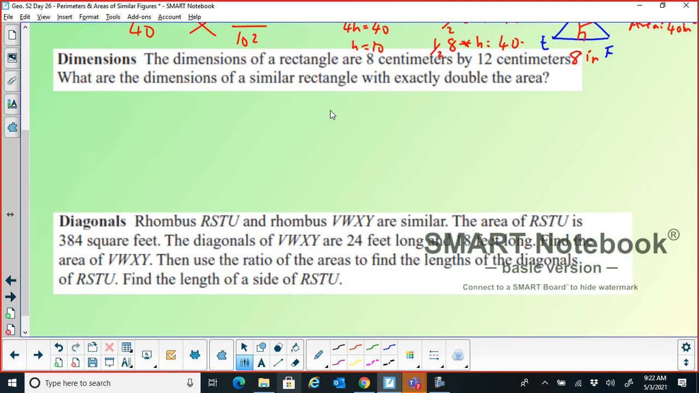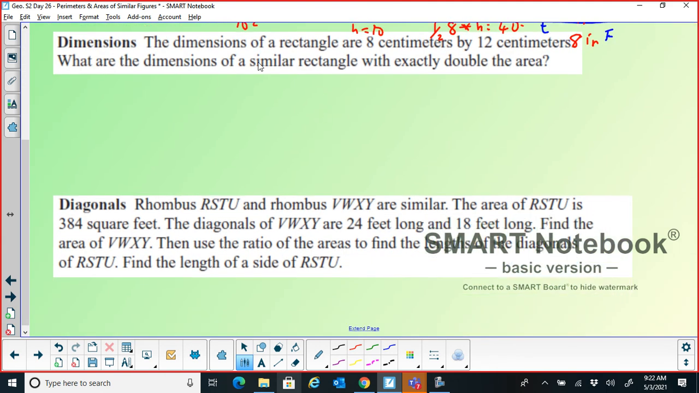I want you all to try the same with this particular problem, the second one. The dimensions of a rectangle are 8 centimeters and 12 centimeters. So let me draw the first rectangle, 8 centimeters and 12 centimeters. They have given you this. What is the dimension of the similar rectangle which has area which is double of this particular area?